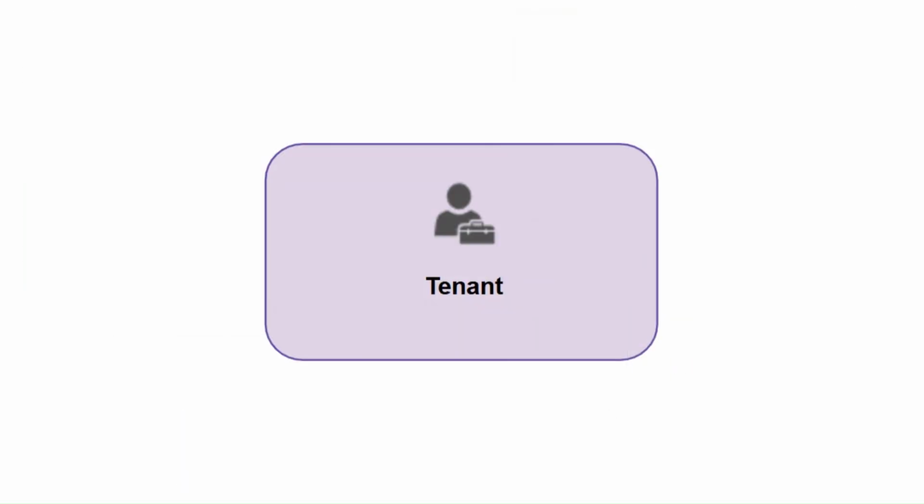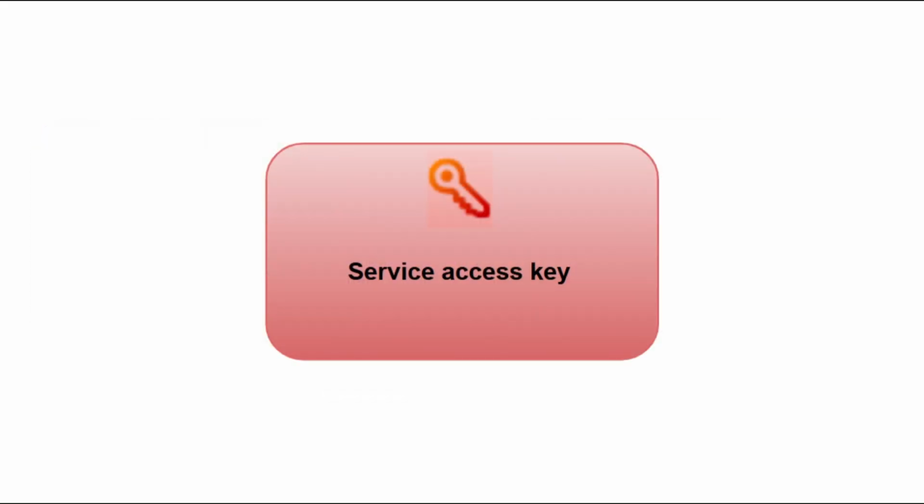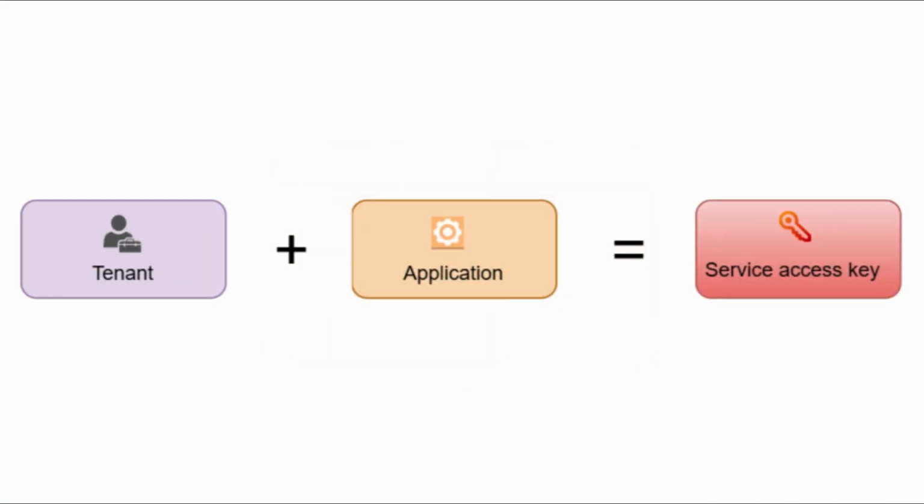Let's call them tenants. A tenant is an entity that consumes the SBS API. A tenant is typically some organization that has licensed your SBS-driven application, although it may also be a physical person. A tenant is important in terms of API usage. As you will see next in this tutorial, each call to the SBS APIs requires an API access key known as its service access key. A service access key is always associated with a specific application and tenant that makes the call.